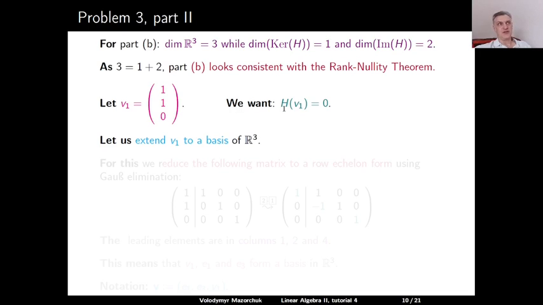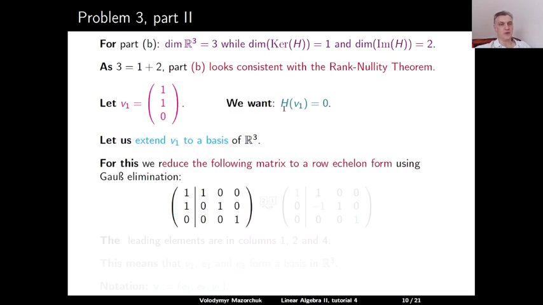And the usual procedure of extension works as follows. We write the coordinates of V1 as a column, and then a vertical line, and on the right of the vertical line, we simply write the identity matrix. In other words, the coordinates of the standard basis in our vector space. And we try to reduce this matrix to a row echelon form using Gauss elimination.